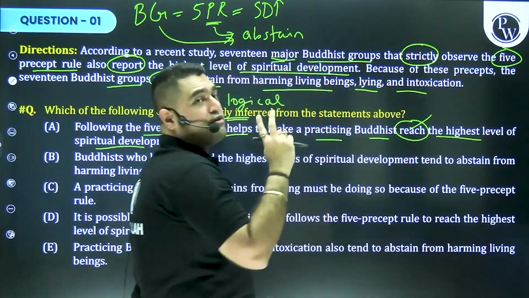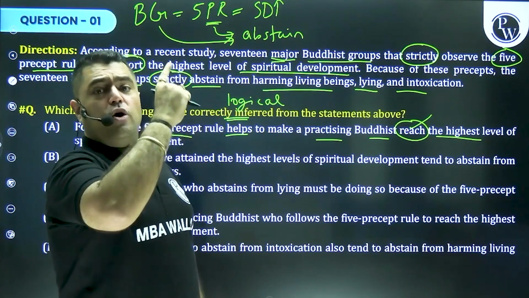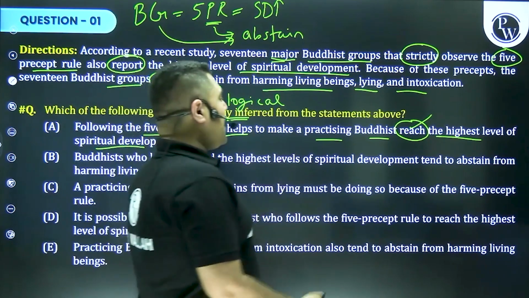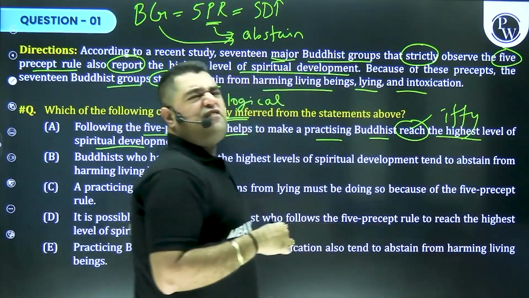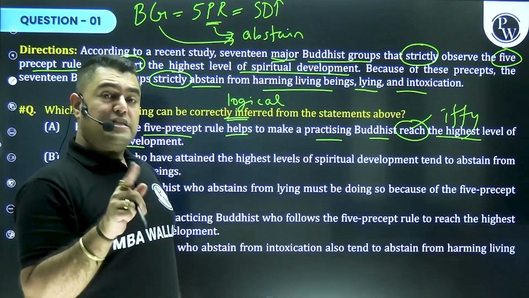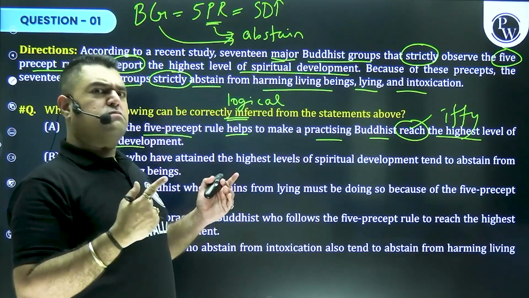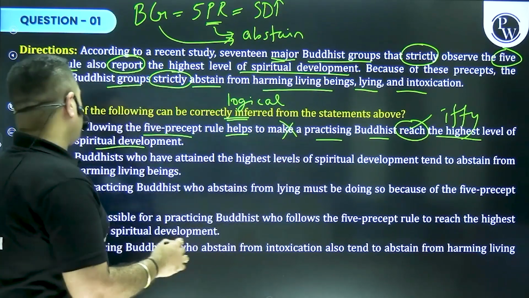Also, the question says they strictly observe. Beta, there are 2 conditions. You don't have to just follow the 5 precept rule, you have to strictly observe. The option does not say that. So that makes the option iffy. Amit sir is writing iffy, I-F-F-Y. Iffy means wrong. It is subjective. It is not saying that if you strictly observe, you will. The option doesn't say that. So this is incorrect. Chalo, option B.